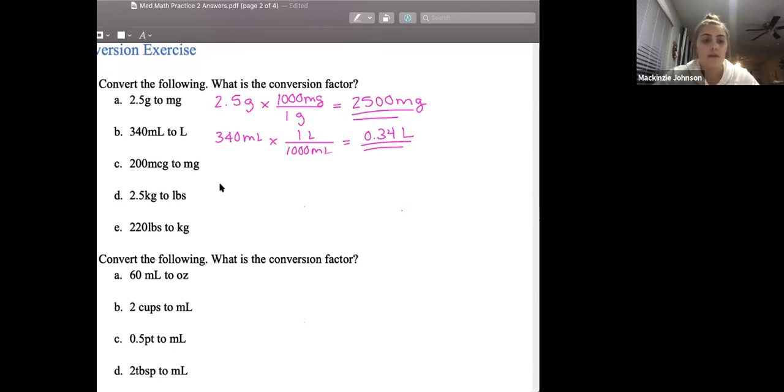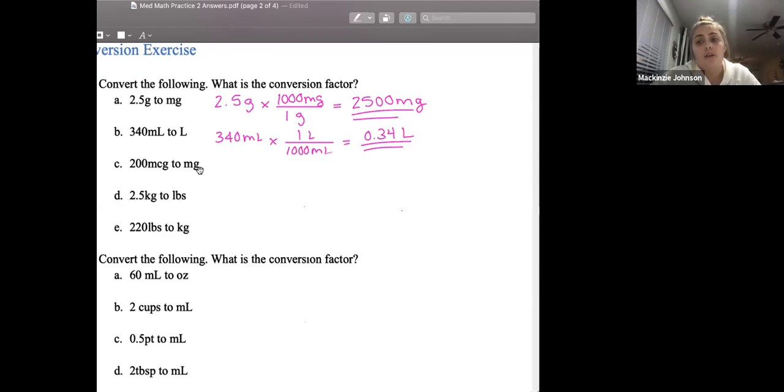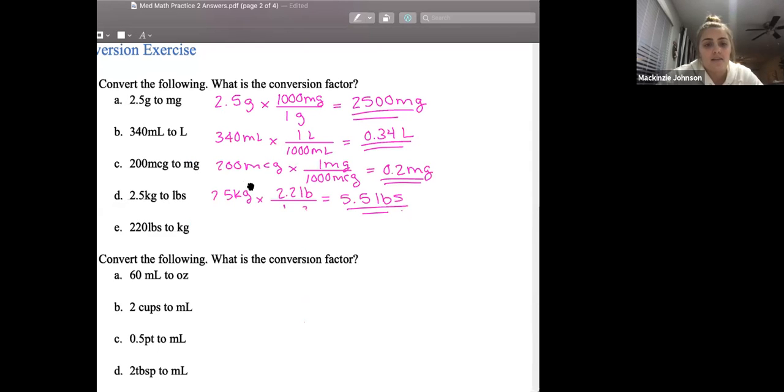Okay, thank you. So 200 micrograms to milligrams. Micrograms is smaller than milligrams, right? So it's kind of like the same one before. Okay, 200 micrograms to milligrams. We're going to start with 200 micrograms, and you can either move your decimal 3 spots, which is going to give you 0.2, or you can do the conversion, which is 200 micrograms divided by 1,000.